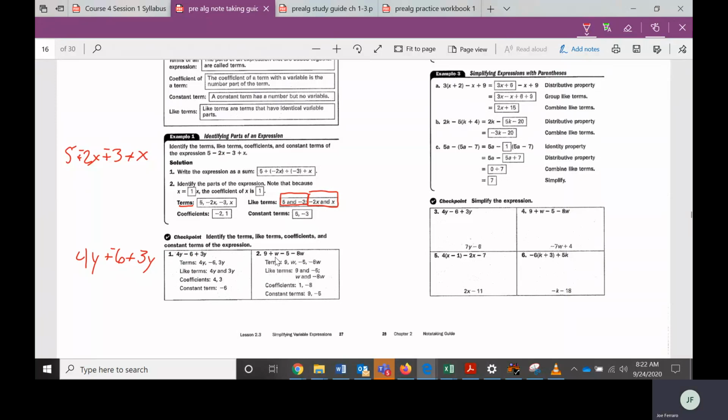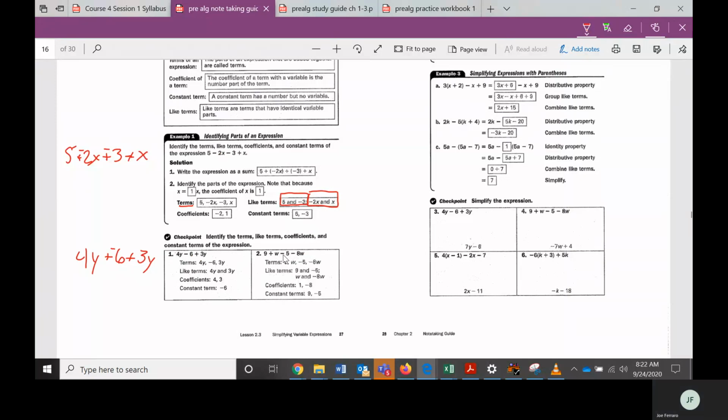Next one, 9 plus w minus 5 minus 8w. So the terms, you can just list them right in order. You have 9, you have a w, you have a minus 5 or a negative 5, and then you have a negative 8w term. Again, if you need to, you can rewrite this with plus negative 5 plus negative 8w.